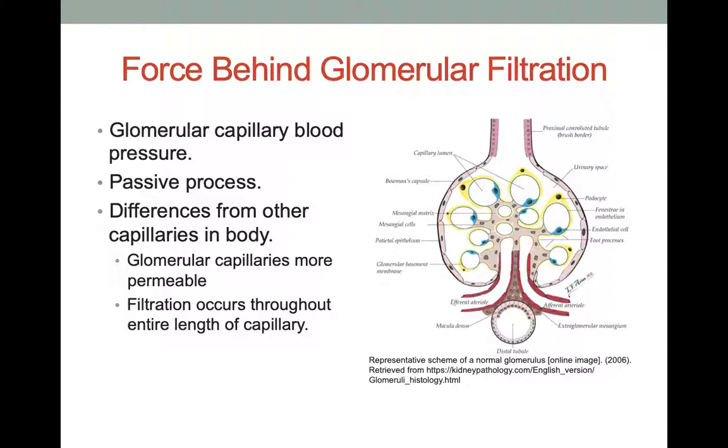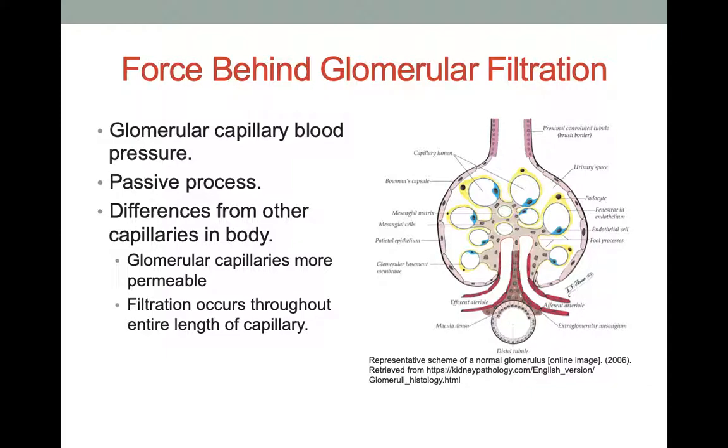Okay, so now let's talk about the forces that exist behind this glomerular filtration. Overall, the major force that causes the glomerular filtration is the glomerular capillary blood pressure. So basically, force is needed to push or drive the plasma in the glomerulus through the openings in the membrane. We don't use local energy. It is a passive process to move things across here.